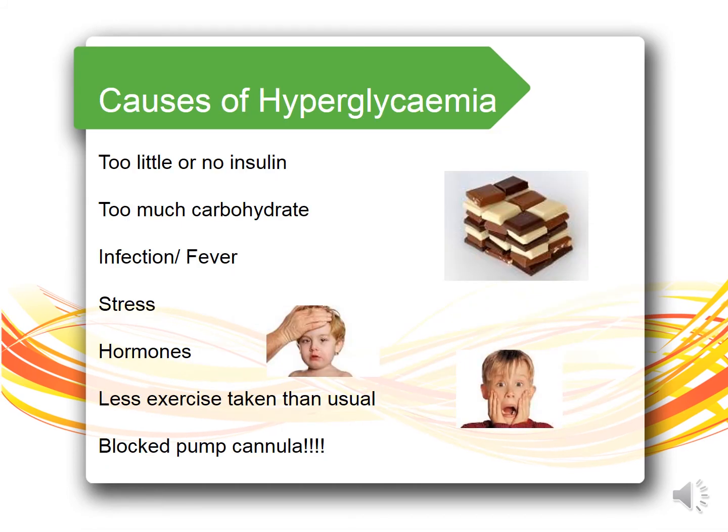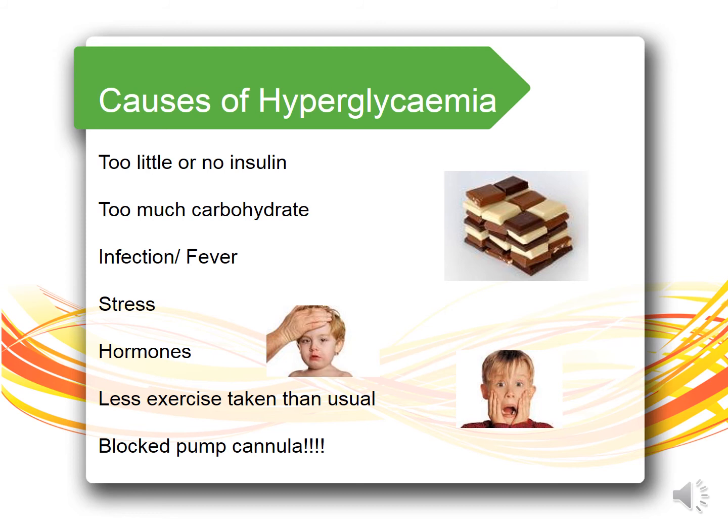Causes of hyperglycemia include too little or no insulin at all, too much carbohydrate, so if they've not accounted for an extra snack or a pudding, for example, if they are unwell with a temperature. Stress can also cause high blood sugars as well as low blood sugars we previously mentioned, so exam time, for example, children may experience more erratic blood glucose levels.